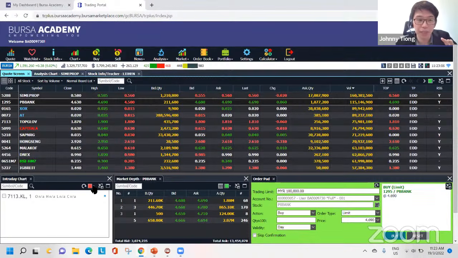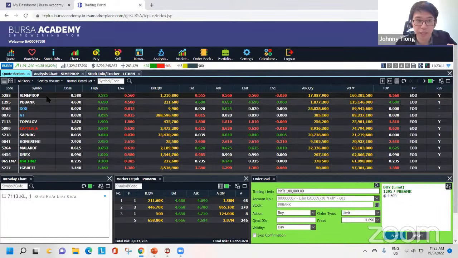Okay, this might be useful. I change back to green. Okay, so I change Sime Darby Property. Okay, you see now 5288 is changed to Sime Darby Property. So why this is important is because sometimes when you want to trade, you want to look at the overall market. For example, FBM KLCI. You want to see whether the momentum for the FBM KLCI is going up or down. Okay, so that's why you can play around with the color. Okay, so from top here we have the quote, watch list.